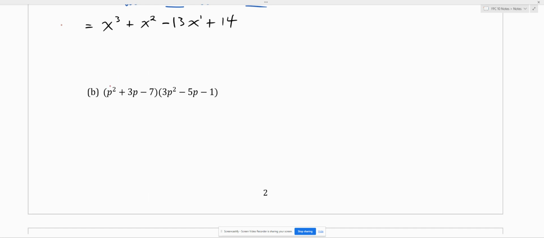But first, I'm going to take this first term, p squared, and multiply it by all three terms in the other polynomial. So I'm going to go p squared times 3p squared. That first multiplication is 3p to the 4. P squared times p squared is p to the 4. Our next multiplication is going to be p squared times negative 5p, which is negative 5p to the 3. And finally, p squared times negative 1 will be just negative 1p squared.